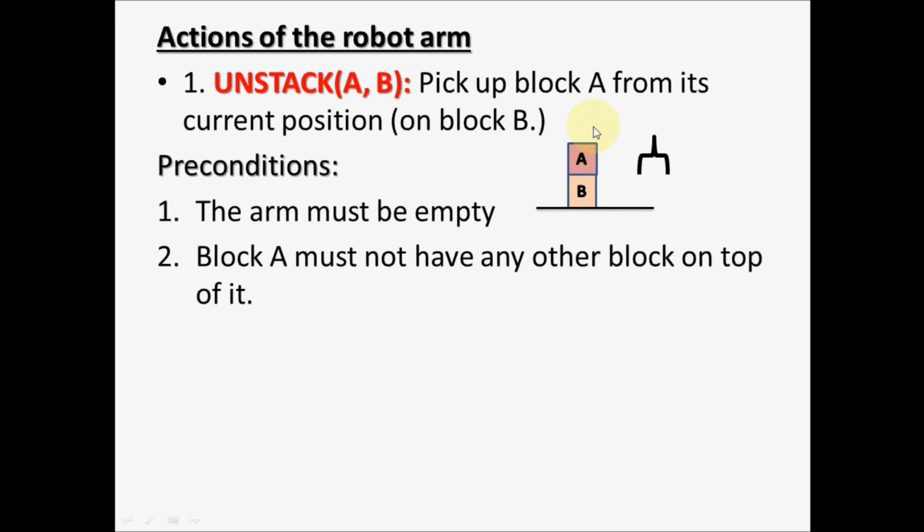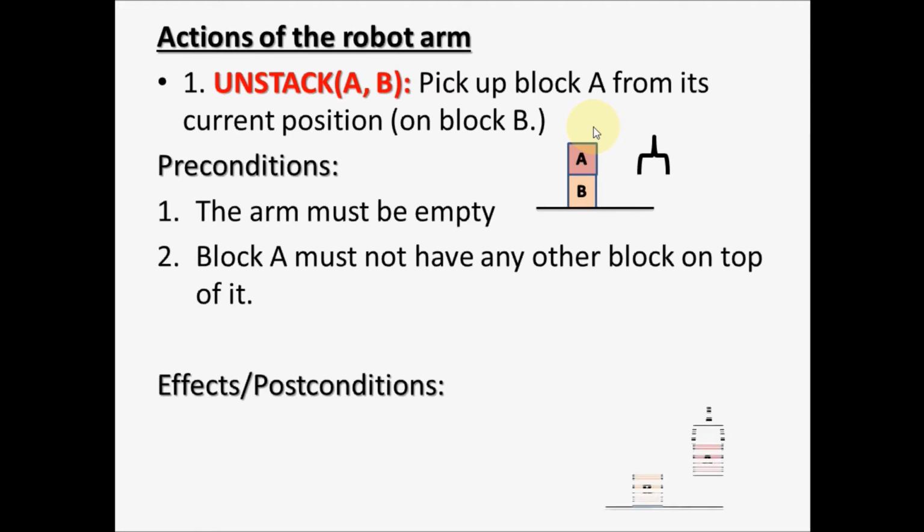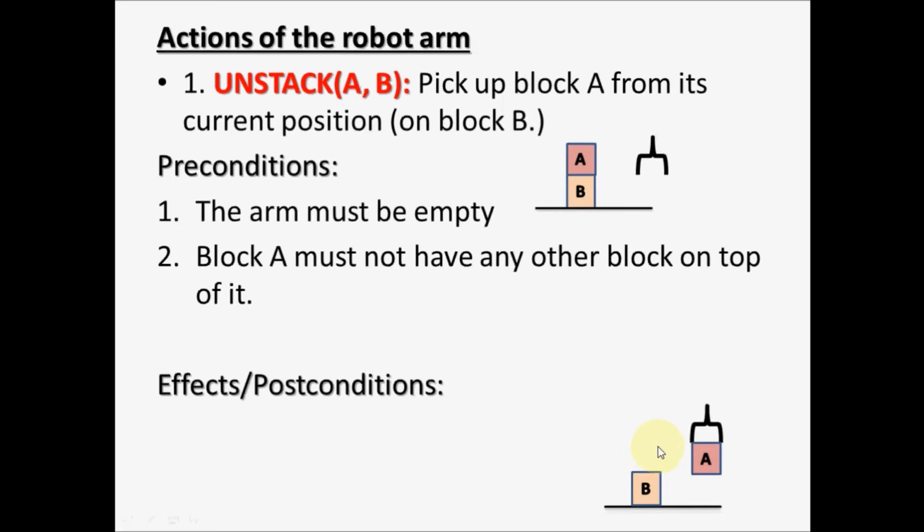Now, once this action is taken, what will be the effect of the action, or the post conditions? The effect will be that the arm which was free will now be holding block A, whereas block B will be clear. That means there won't be any other block on top of block B. That's called block B being clear. So unstack is the first action.